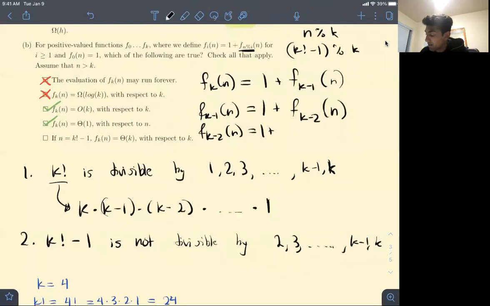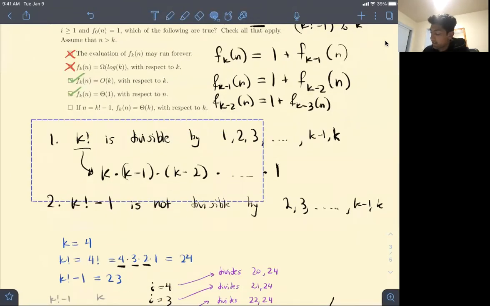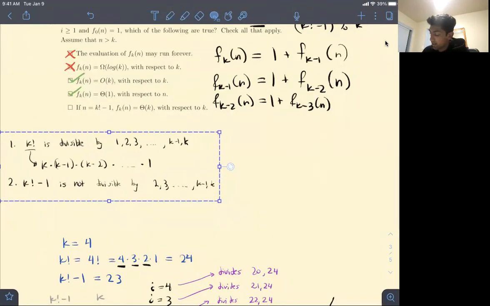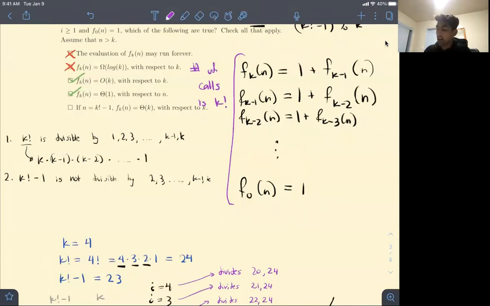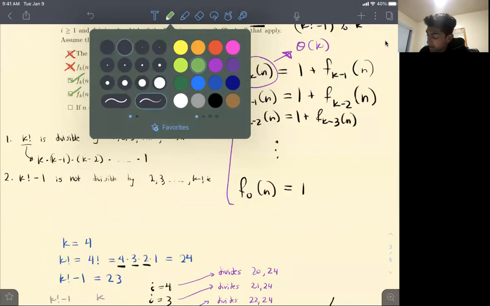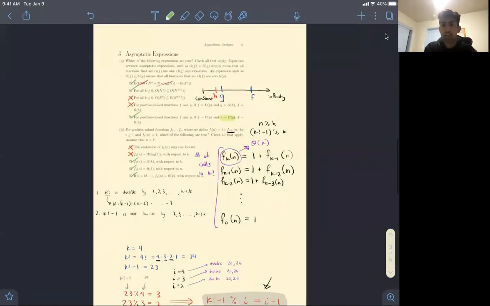If we continue this pattern, then eventually we'll notice, let's shrink this a little and move it to the side, that we're going to hit f0 of n, which is equal to 1. And if we're looking at the total number of function calls here, the total number of calls is k. So the runtime of fk of n with respect to k is theta of k. So this function runs in theta of k. So this is indeed true. And that's all for problem 3. I hope you guys enjoyed this video walkthrough and have a good rest of your day.